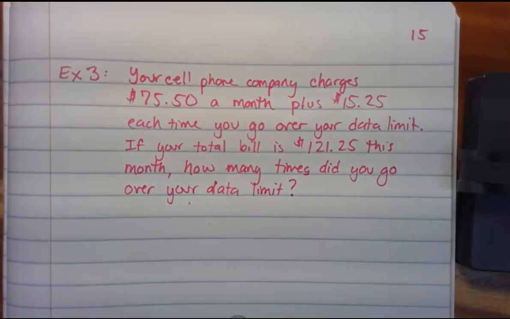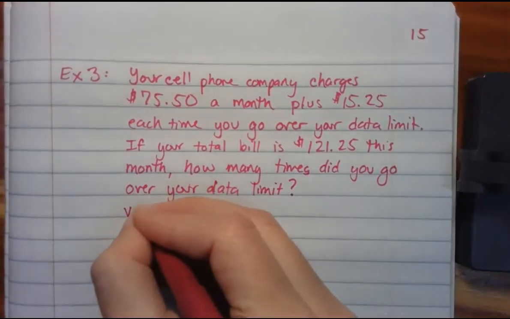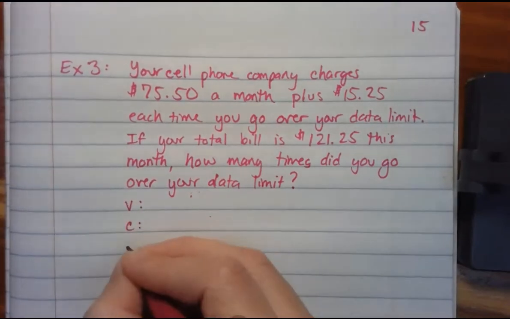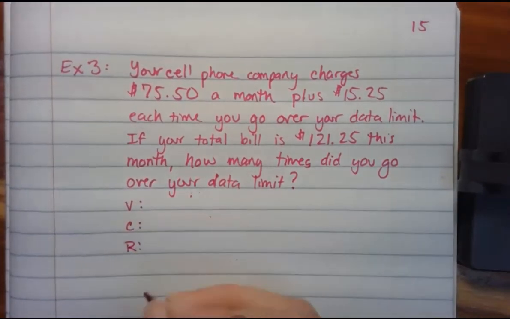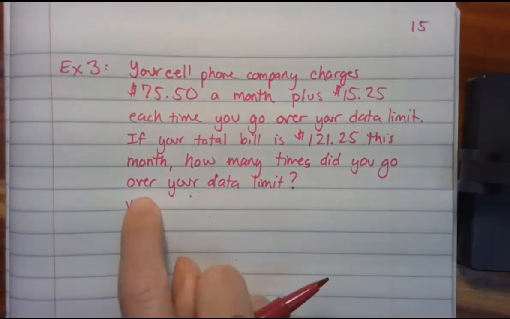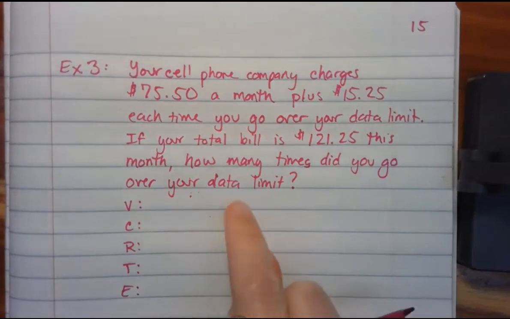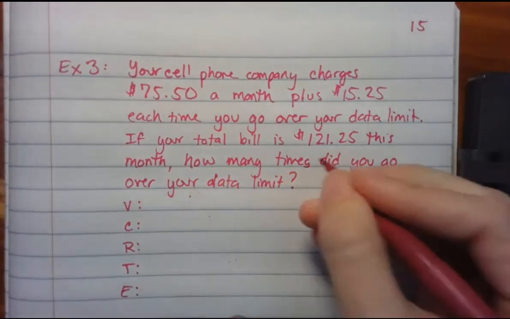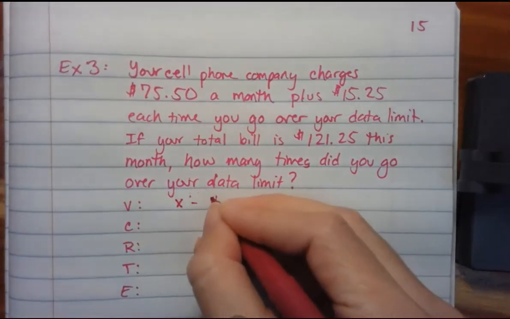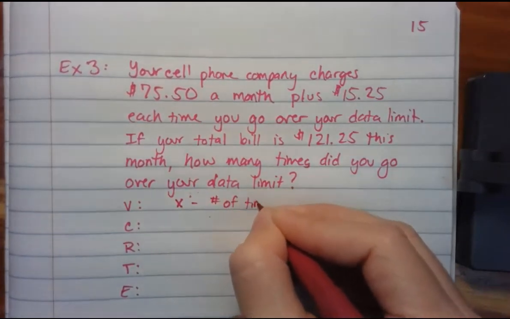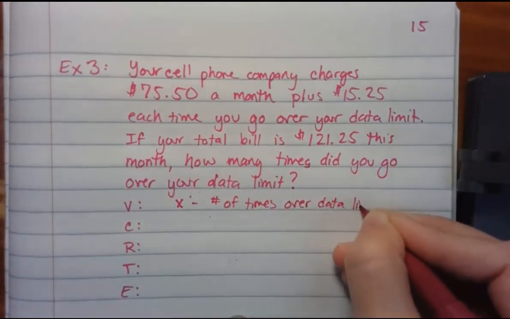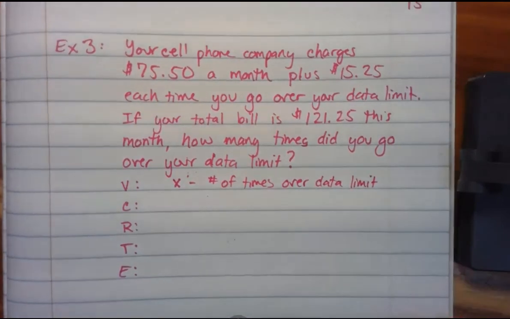All right. So again, we're going to go through, pick out the variable. I'm just going to call it X. Pick out the constant. We're going to pick out the rate. We're going to pick out the total. And we're going to write our equation in the end. All right. Variable. What is it that we do not know? Well, we do not know how many times we actually went over our data limit. So X is going to stand for number of times over data limit. That's what my variable is standing for.